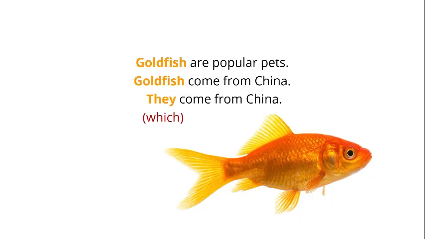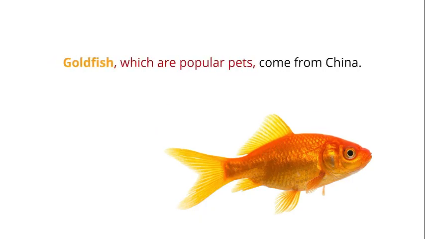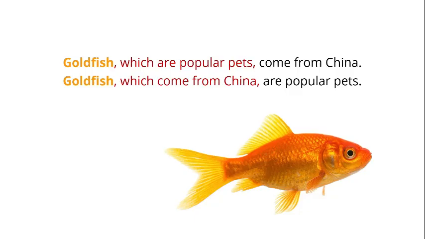So again, I can make a sentence using a relative clause, like this. Goldfish, which are popular pets, come from China. And again, my main piece of information is that they come from China. The secondary piece of information, the additional information, is that they are popular pets. So goldfish, which are popular pets, come from China. Or I could say goldfish, which come from China, are popular pets.